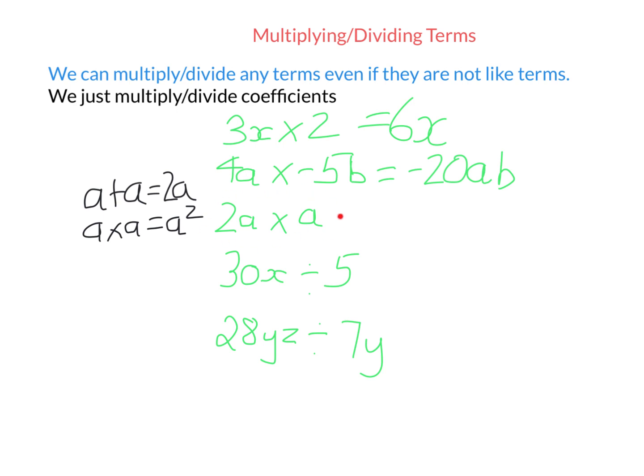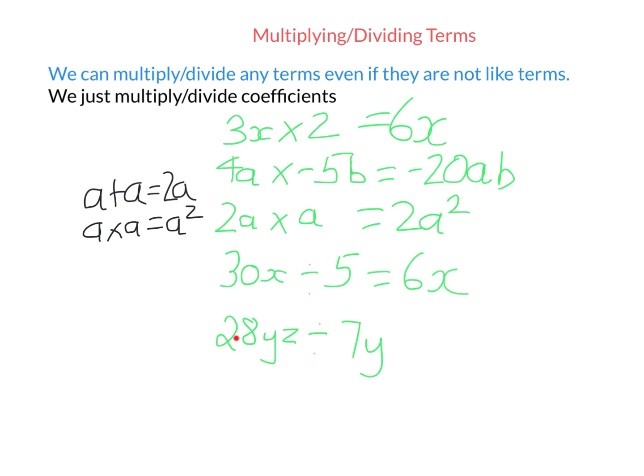So a lot of people would get 2a times a and they'd say, oh yeah, that's 3a. No, 3a is 2a plus a. 2a times a, so we just leave the 2 alone because there's nothing to multiply it by. A times a is a squared. So it works similarly for division. 30x divided by 5, you just go 30 divided by 5 is equal to 6, and we write the x.